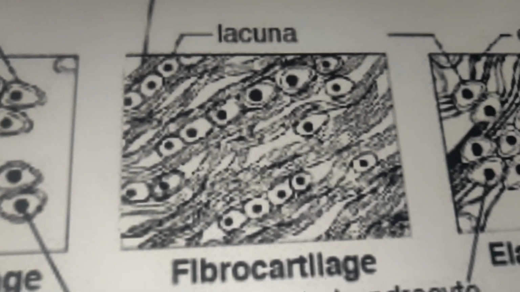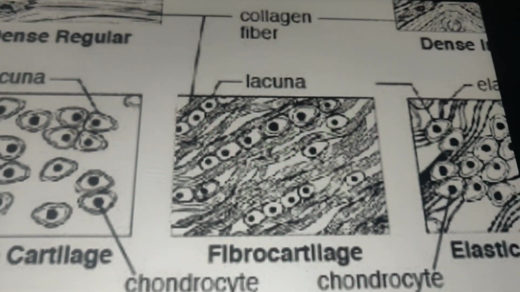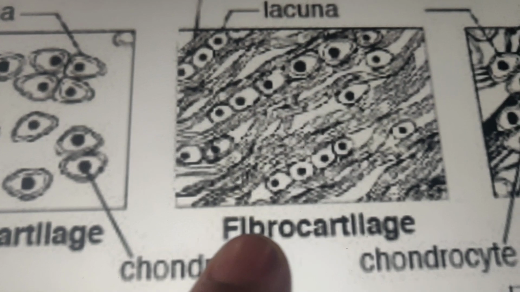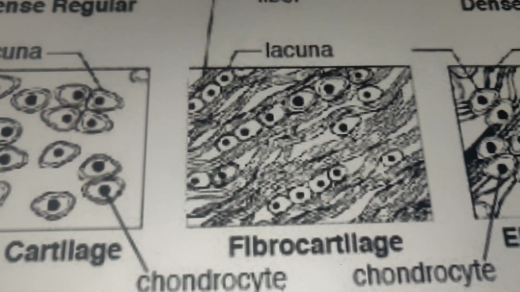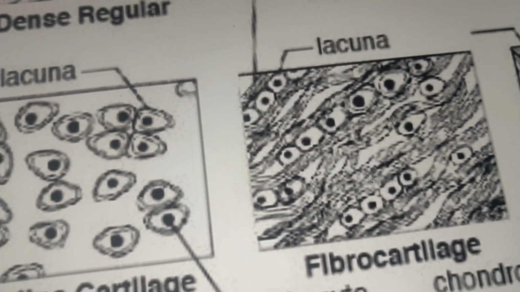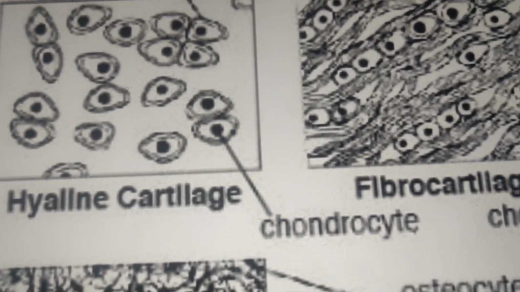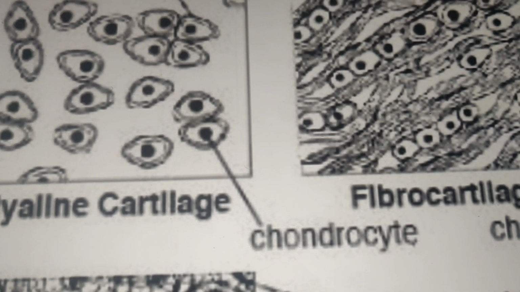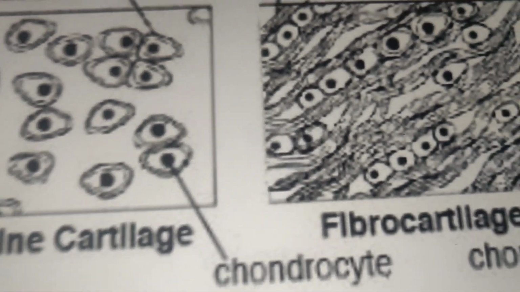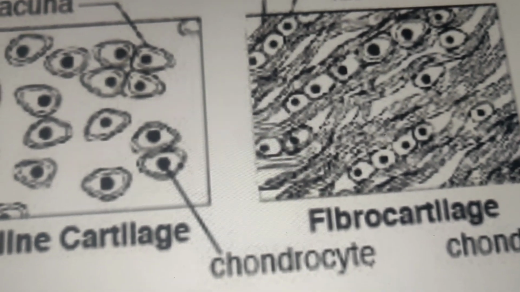Next we will go through the fibrocartilage. This consists of dense masses of white collagen fibers. Here we see the collagen fibers. The matrix is similar to that of the hyaline cartilage, so here also it is completely firm. It is tough but slightly flexible tissue.